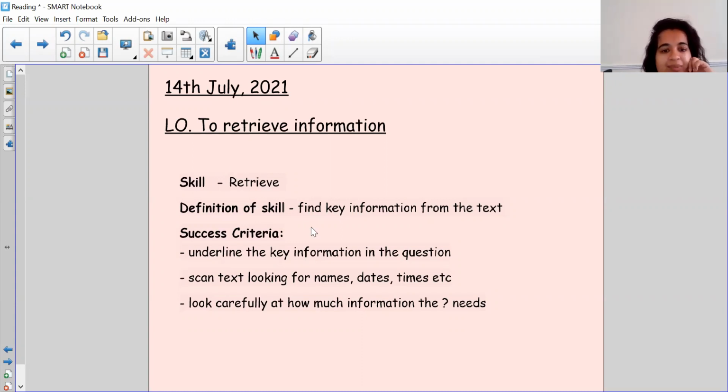Now, retrieval means we need to find key information in the text. We need to find specific answers, and in order to do that, we need to underline information in the question. We're going to look through the text with the names or the dates or the times or whatever the question is asking us. And then finally, look at how much information the question needs and answer it.